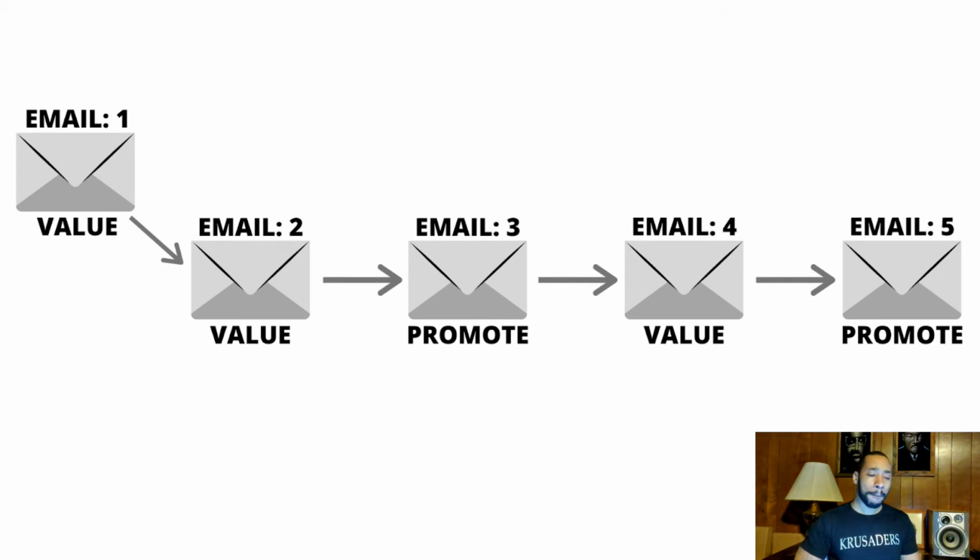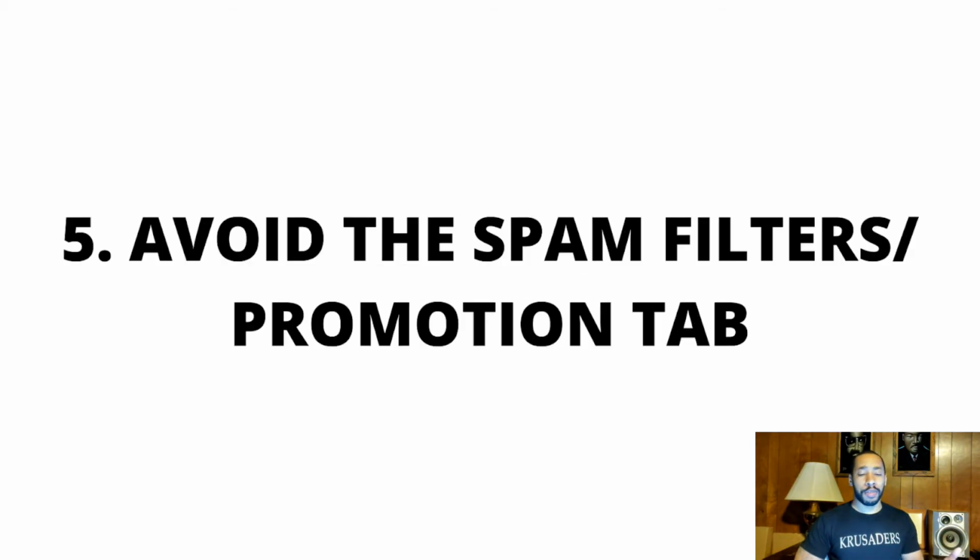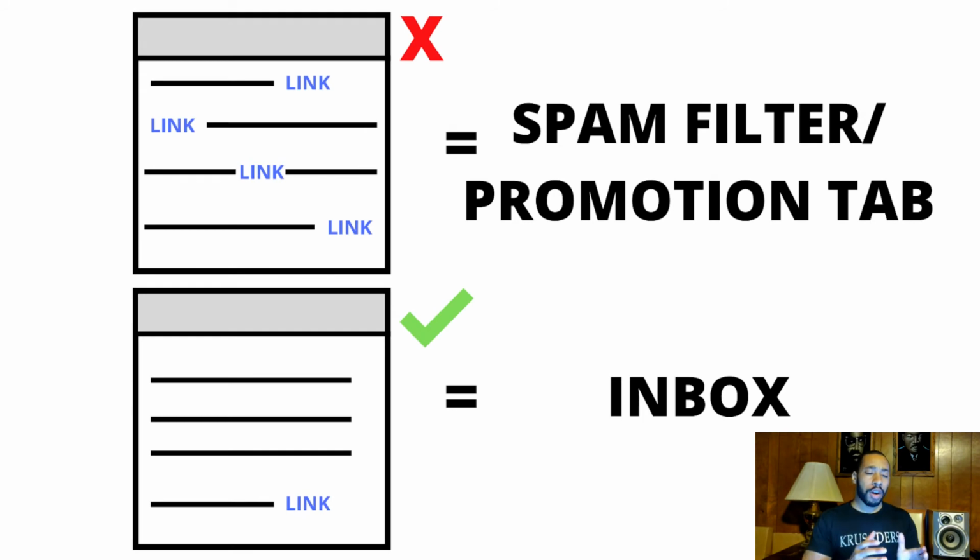And the next one is avoid the spam filters or the promotion tab. Just like what I said earlier, you don't want to be promoting all the time. And furthermore, you don't want to have 1,000 links in your email. Having a bunch of links, especially in Google, Google has no problem throwing you in the promotion tab. If you're in the promotion tab, you can forget it. Most people don't even look at that stuff. You want to get in people's inbox. So reduce your links.